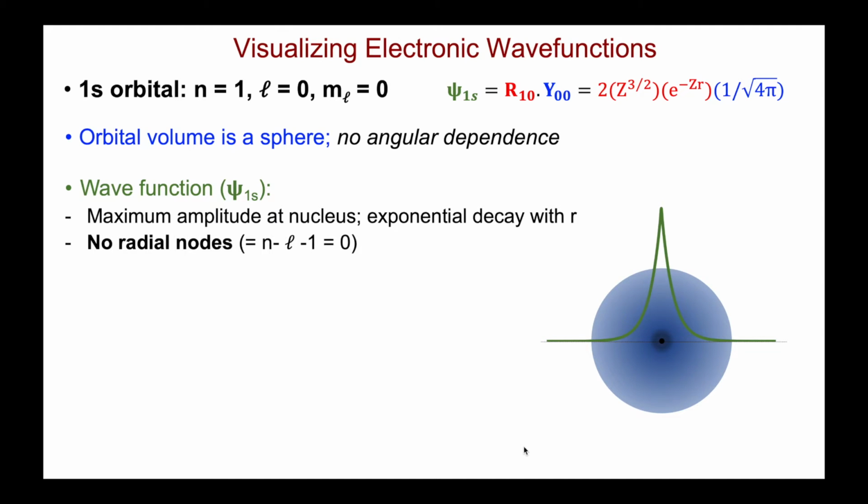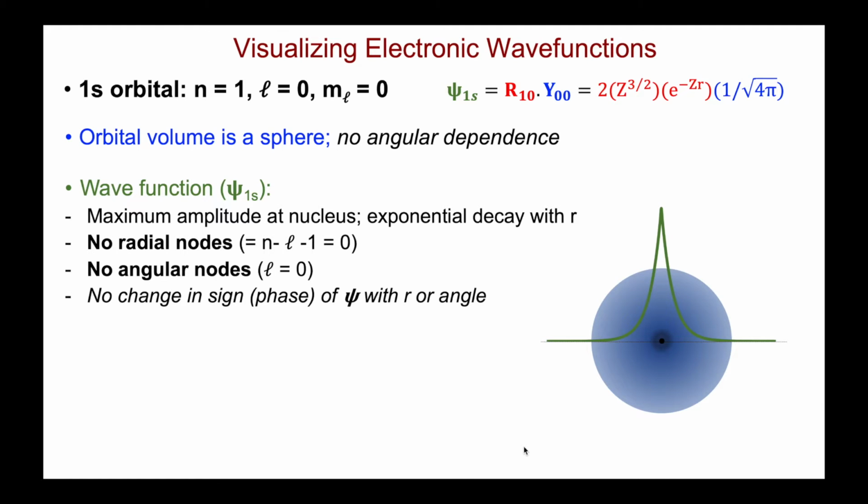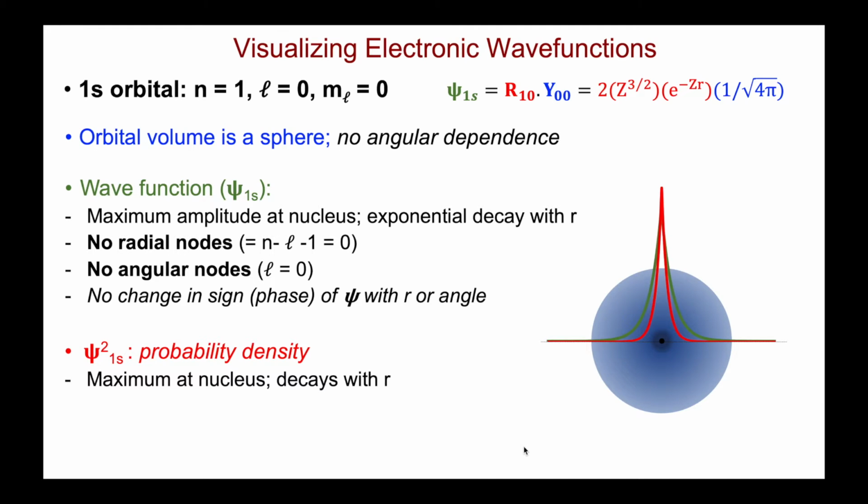There are no radial nodes. There is no change in the sign of the wave function with distance, nor is there any change in sign with angle, so there are no angular nodes. And so there is no change in the sign, the phase of psi, with either r or with angle. Now let's take a look at psi squared, the probability density. Again, it has its maximum at the nucleus and decays with r.